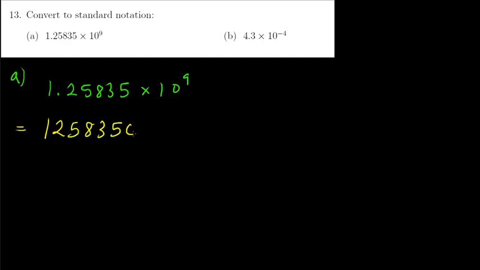Right, so for number 13, we're just going backwards. Part A is 1.25835 times 10 to the 9. That's in scientific notation. What would that look like in standard notation as a regular number, right? So we just take the decimal and we move it 9 times to the right because we want a big number, right? So 1, 2, 3, 4, 5, 6, 7, 8, 9. And then the decimal. Right. So we put commas every 3 digits. So this is 1,258,350,000.